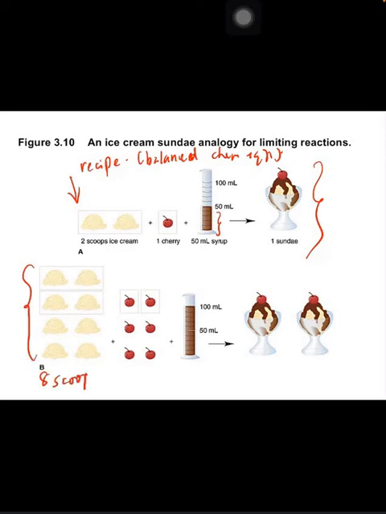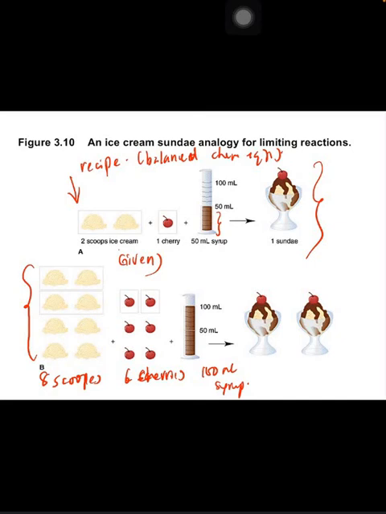Okay. Lepas tu cherry pula kita ada berapa ni? 6 cherries. And then kita ada 100 ml of syrup. Ini bahan-bahan yang kita ada. And this amount biasanya soalan memang akan bagi. This one will be given to you. Okay. And you need to determine mana satu sebenarnya yang akan limit our production of sundae ice cream.